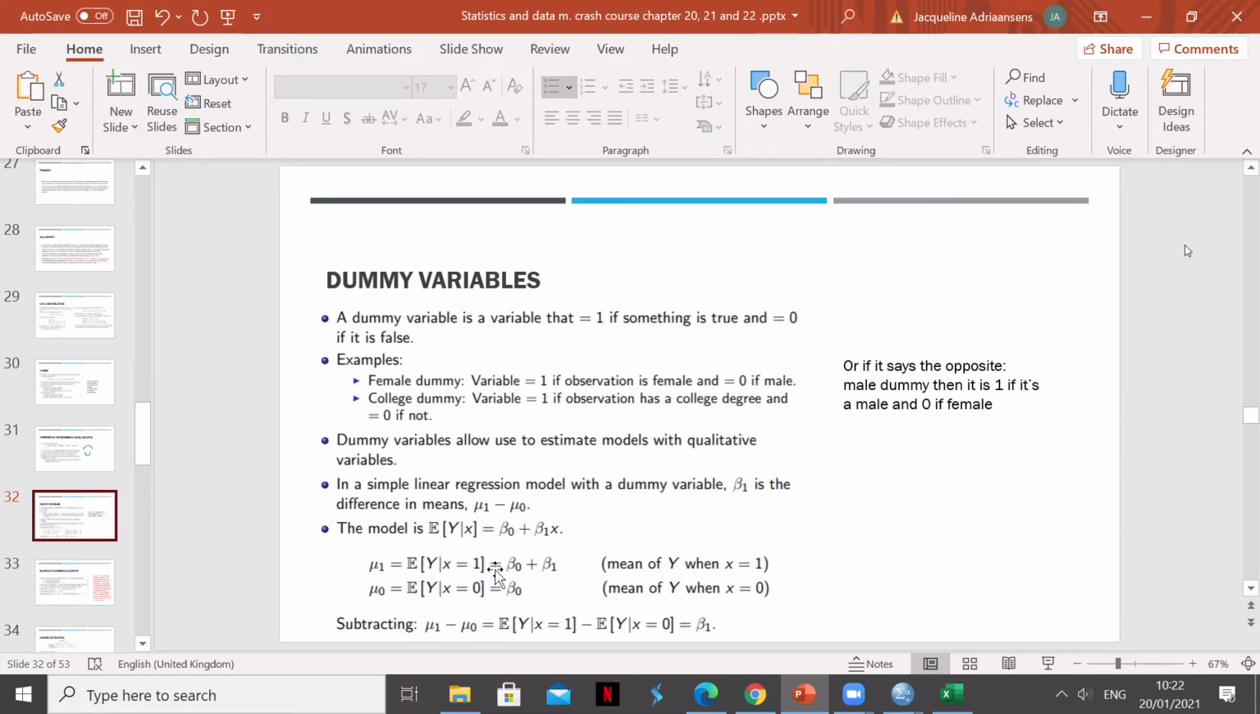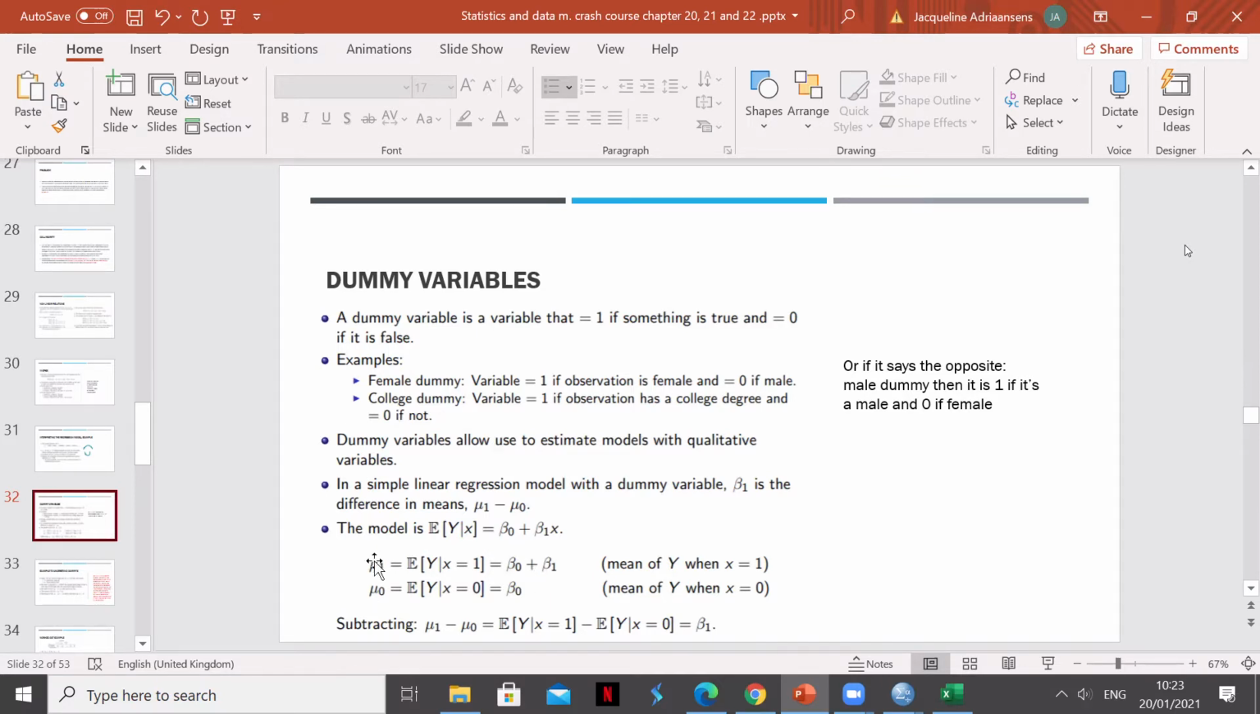And this is an important part to understand. In a simple linear regression model with dummy variable beta 1, the difference in means of this dummy variable is mu 1 minus mu 0, and this stands for mean, if you recall. And the model is the expected value of y given x, which is beta 0 plus beta 1x, which we have seen before. And so this expected value is the same as the mu, because what you expect is the mean, and the mean is the mu.